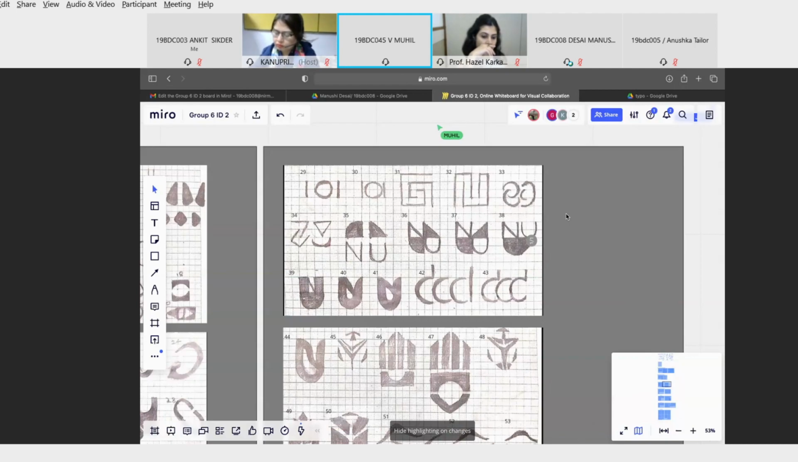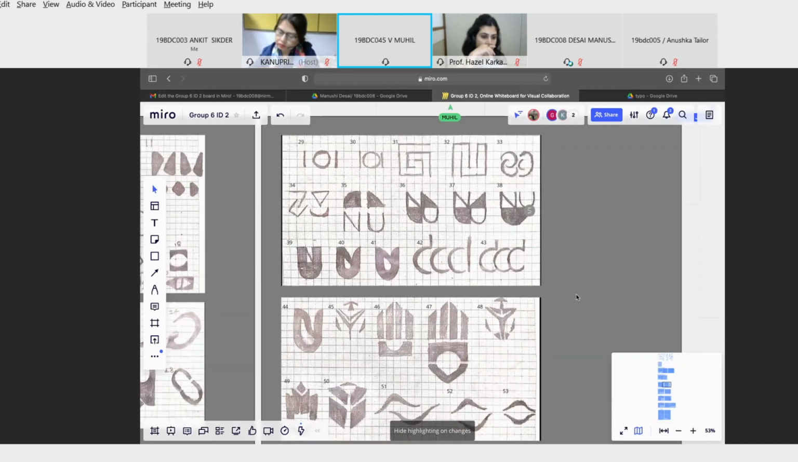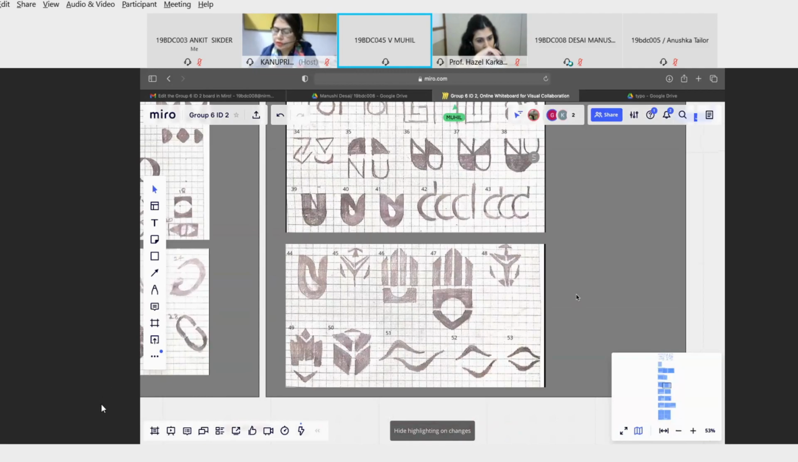Then 42 and 43 are just explorations of my previous day's works. I just took it forward, but it didn't work out. In 44, I went back to the shield idea and tried more variations with it. And in 45, I tried with the cube.